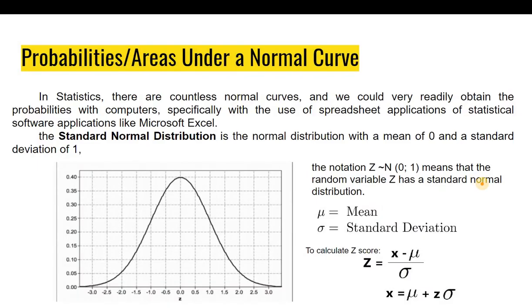So we are talking of probabilities and areas under a normal curve. Again, this is the normal curve. This is what's common. Okay? In statistics, there are countless normal curves, and we could very readily obtain the probabilities with computers. Napakadali na siyang gawin ngayon thanks to technology, computers, specifically with the use of spreadsheet applications or statistical software like Microsoft Excel. The standard normal distribution is the normal distribution with a mean of 0 and a standard deviation of 1. So, the notation Z is equivalent to 0 and 1.